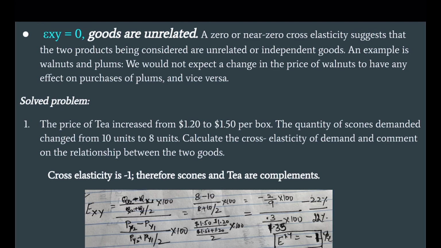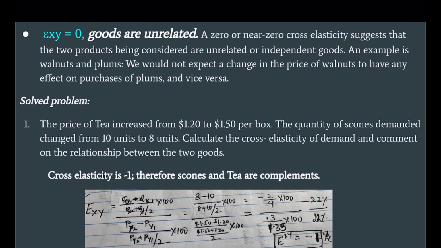If cross elasticity is zero, goods are unrelated. A zero or near zero cross elasticity suggests that the two products being considered are unrelated or independent goods. An example is walnuts and plums. You would not expect a change in the price of walnuts to have any effect on purchase of plums and vice versa. Solved problem. The price of tea increased from $1.20 to $1.50 per box.